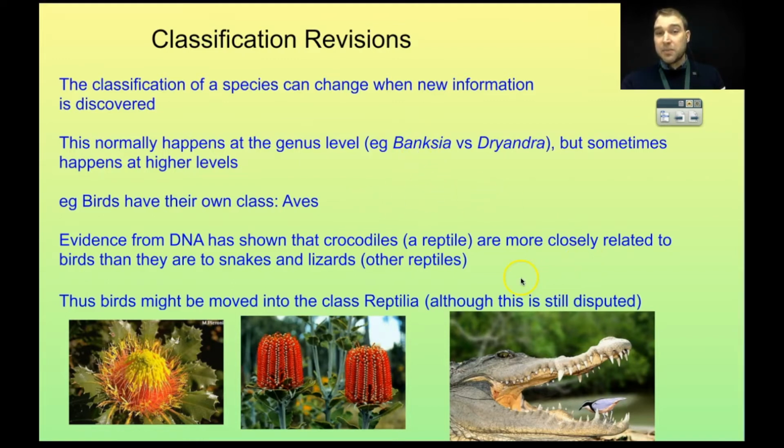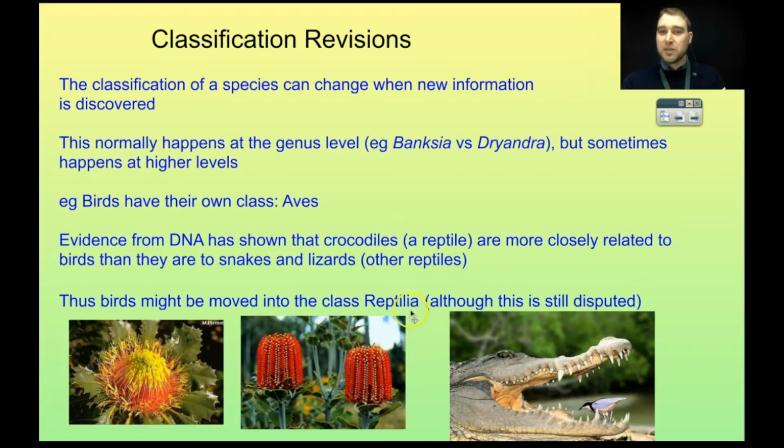And this can sometimes happen at higher levels in classes, so Aves for birds. Looking at the DNA of birds and comparing them to crocodiles, it was shown that the DNA of crocodiles and birds is more closely similar than crocodiles are to lizards and snakes. But we all agree that a crocodile and a lizard and a snake are reptiles. So if crocodiles are more closely related to birds, then that means that birds have to be classified as reptiles. Now, this is still disputed because some groups of scientists don't like to change things like this once they've done a lot of work on it.